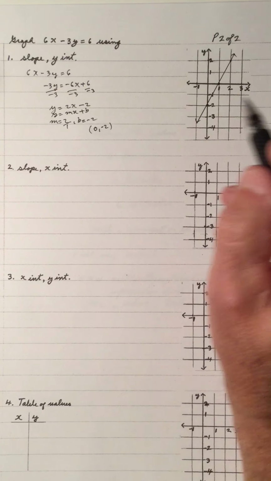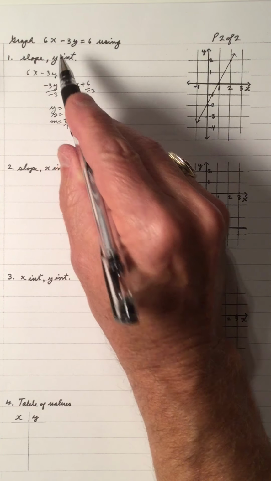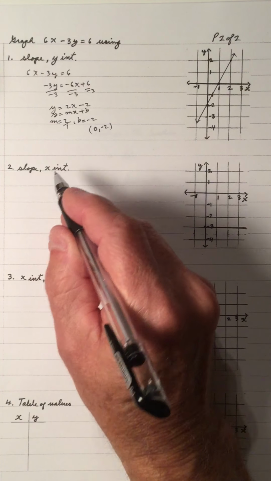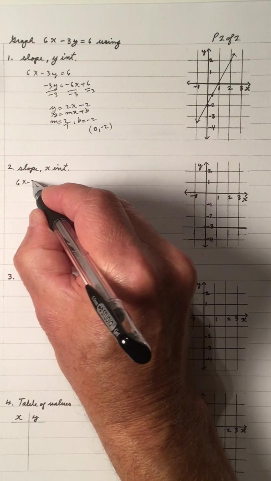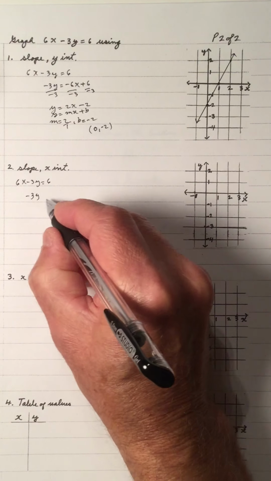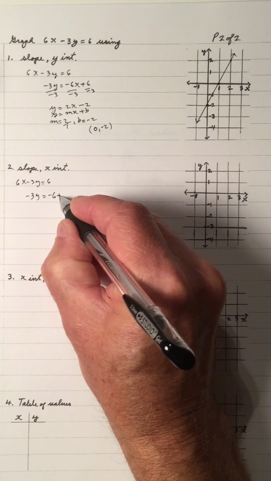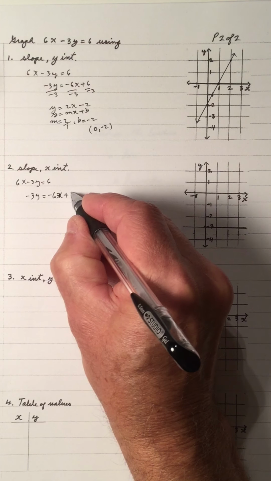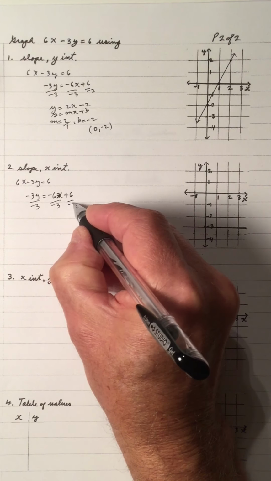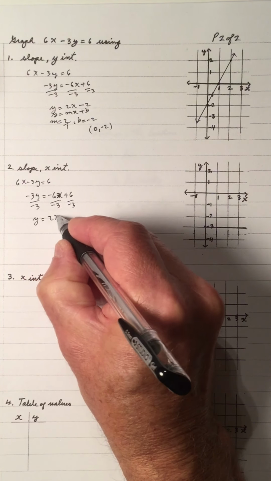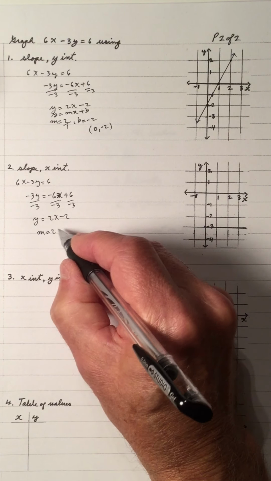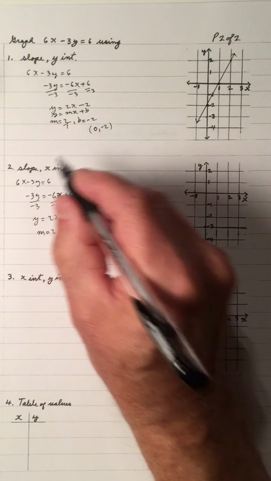Now, what about if we take the same equation and we want to graph it by slope x-intercept? So again, to get the slope of this line, we would solve it for y, same as I did above. We're doing exactly the same thing that we did above. So y equals 2x minus 2. So the slope is 2, but now this is a y-intercept. I don't want that. I want to graph it by slope x-intercept.